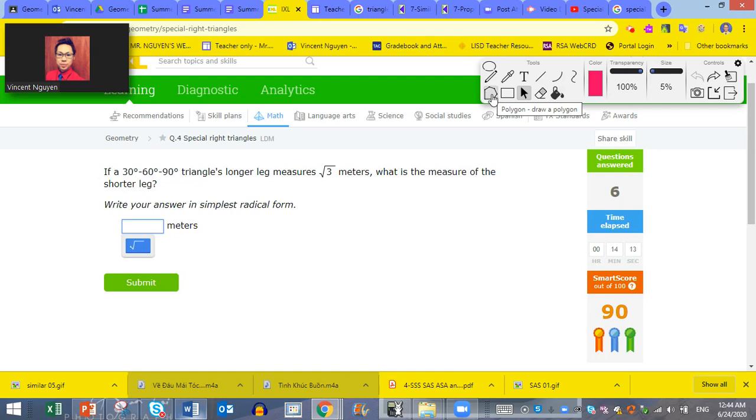Oh, this is draw a polygon. Let me try this one. Let me see how I draw a polygon. Okay, 30, 60. So I'm going to draw it here, and then here, and then here. Okay, we're done. So there's my right triangle.